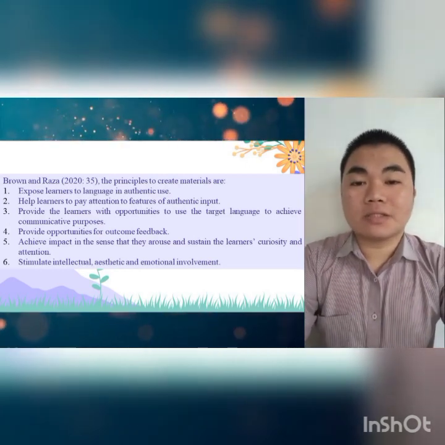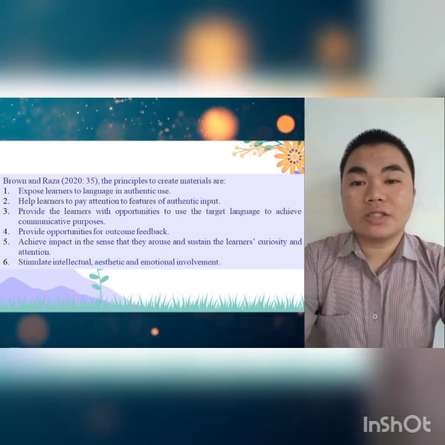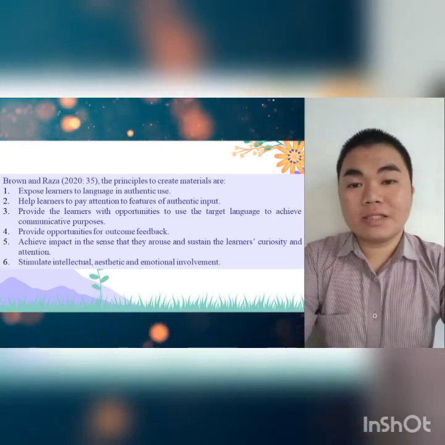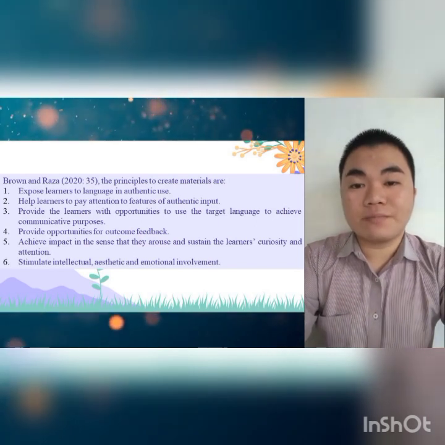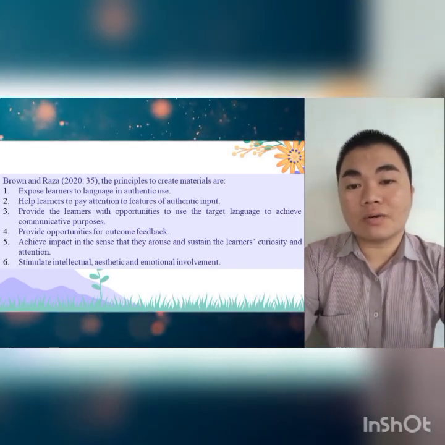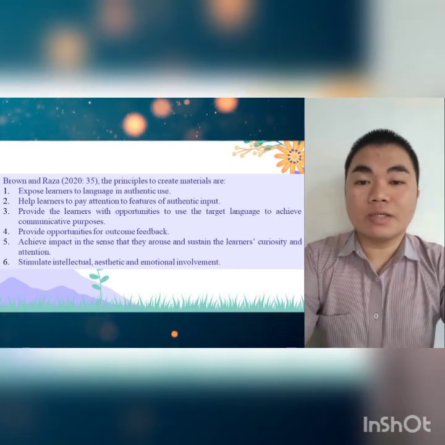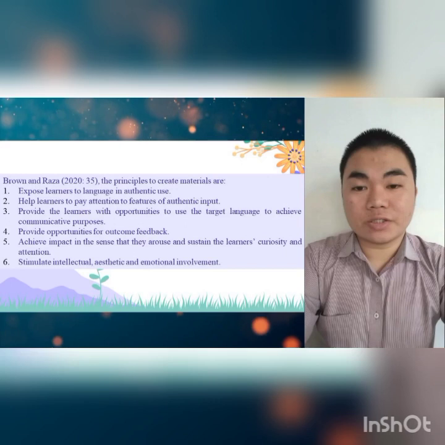The second principle is to help learners to pay attention to features of authentic input. It means teaching learners to focus on specific aspects of the language they hear or read in real-world situations, such as grammar, vocabulary, and idiomatic expressions.